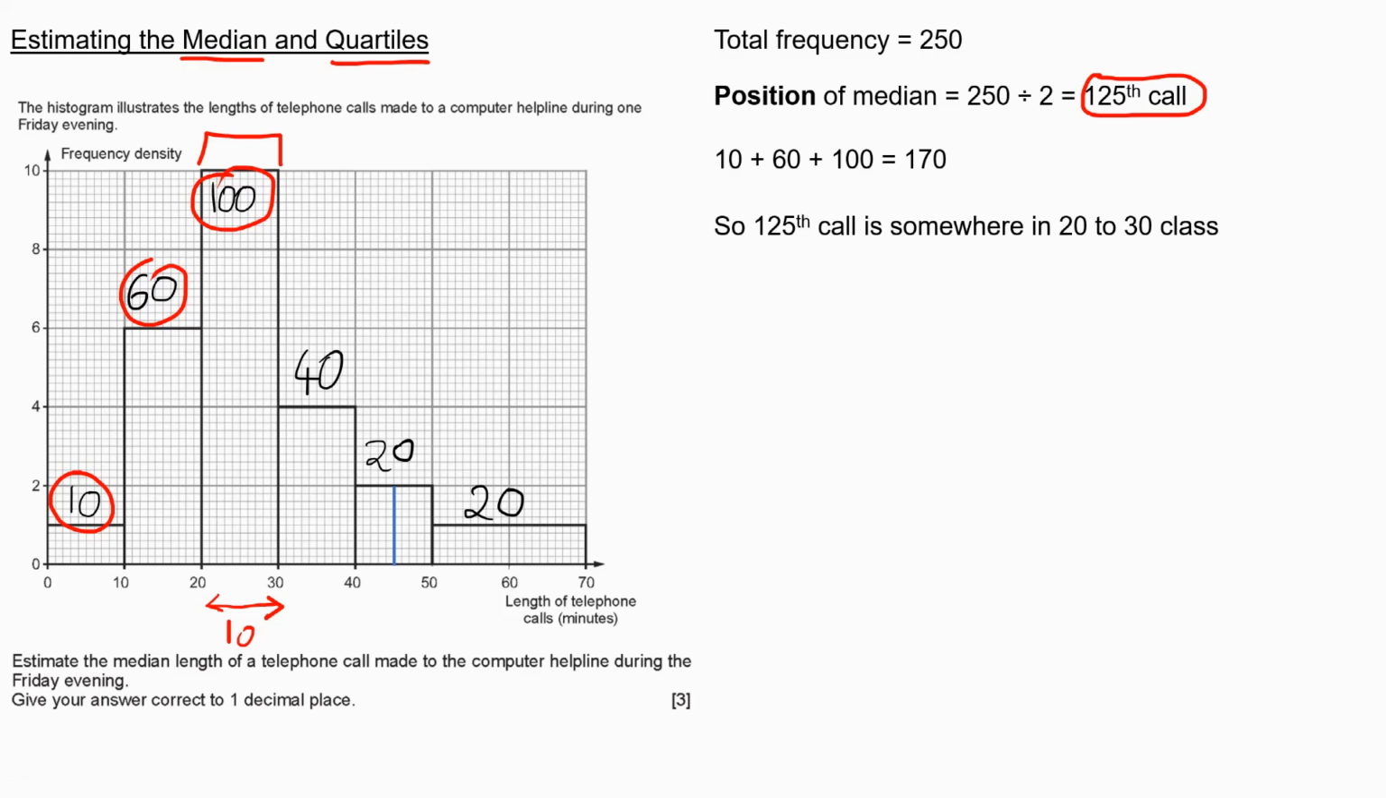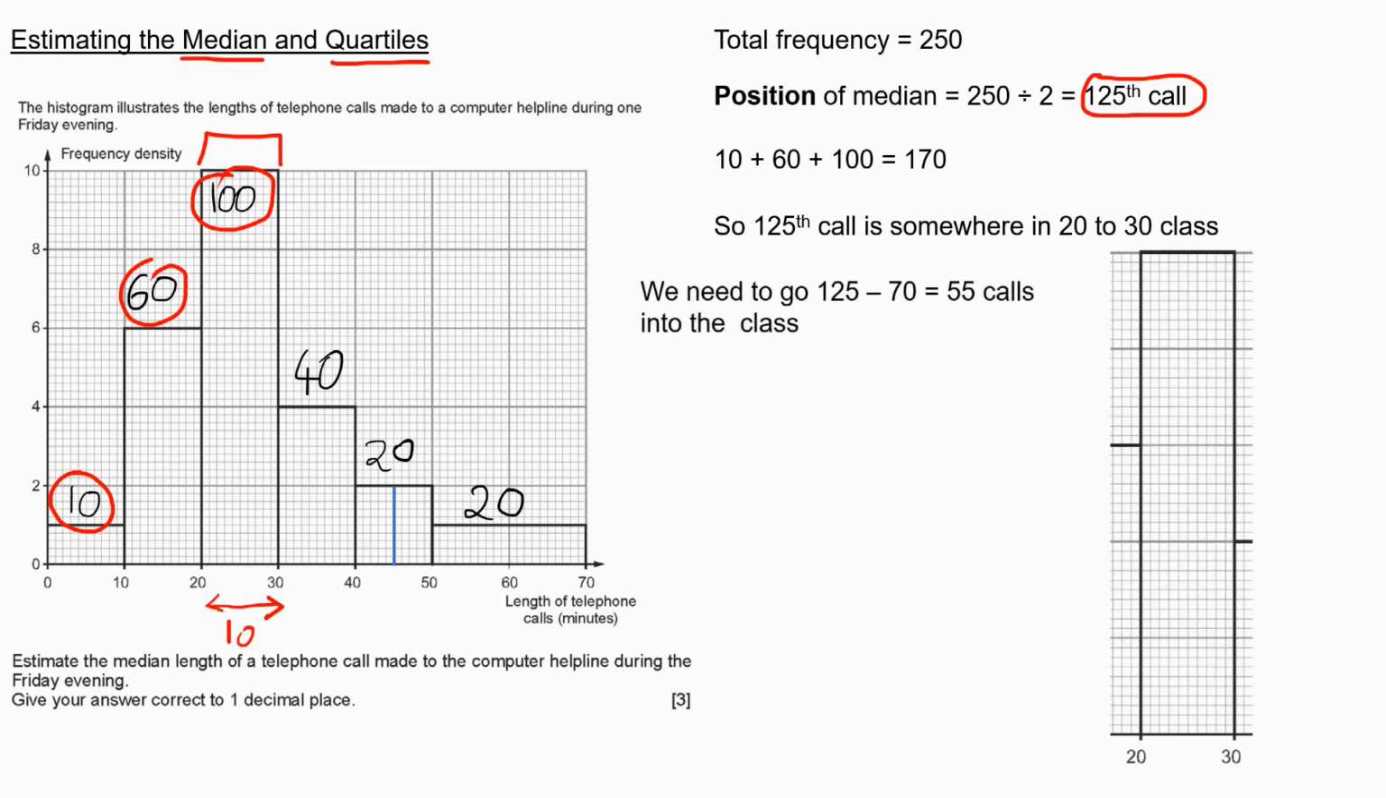And to work out what value this is, we need to work out how far into the class we need to go. Well, there are 70 values before we get to this bar. So we need to go in by 125 take away 70, which is 55. So we need to go 55 calls into the class. That doesn't mean that we just go across 55 from 20, because then you'd be outside of the bar.